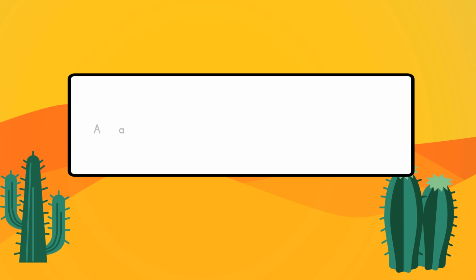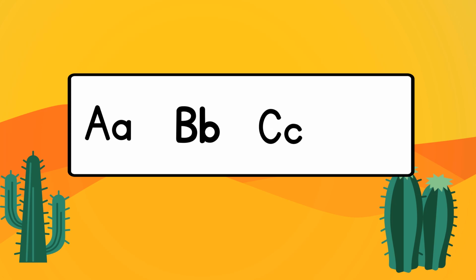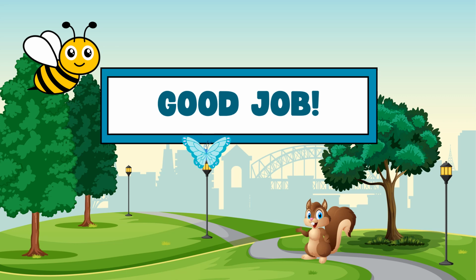Remember, children, letter A says a. Letter B says b. Letter C says k. Letter D says d. A, b, k, d. Good job, children.